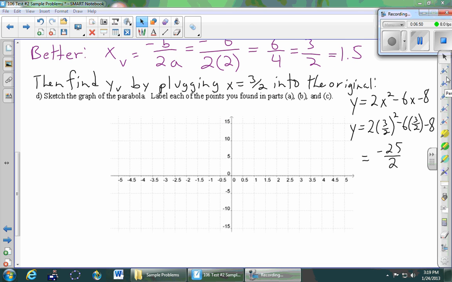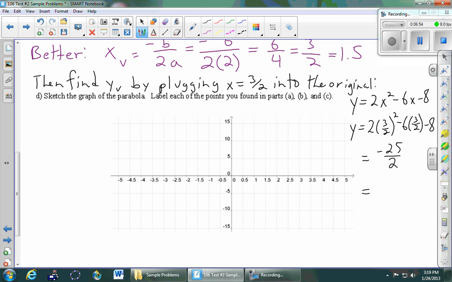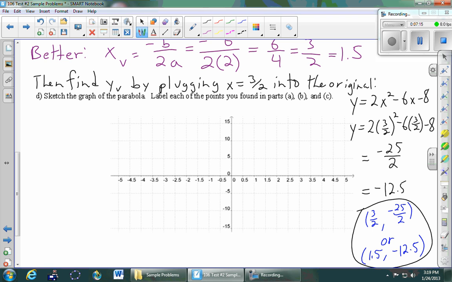Okay, so hopefully if we're doing fractions, we've got -25/2. If you're in decimal land, -12.5. So that means that the vertex has coordinates. So what we found were the x-coordinate was 3/2 and the y-coordinate was -25/2. Or write each of them in decimal, 1.5, -12.5. So either one of these is the coordinates for the vertex.